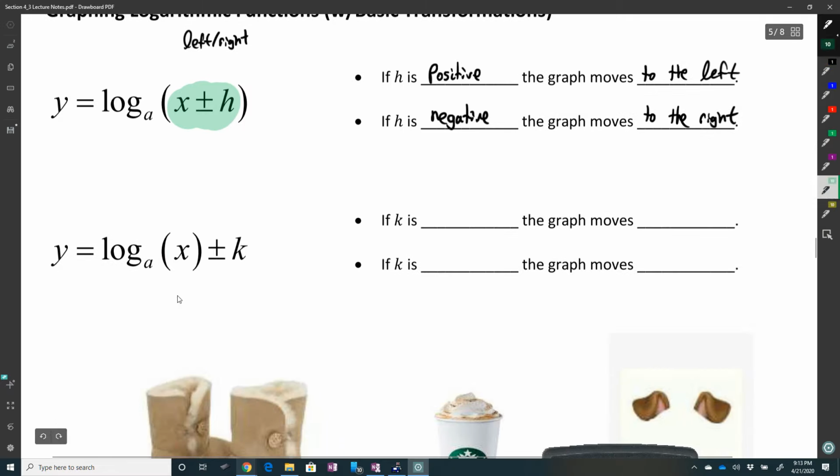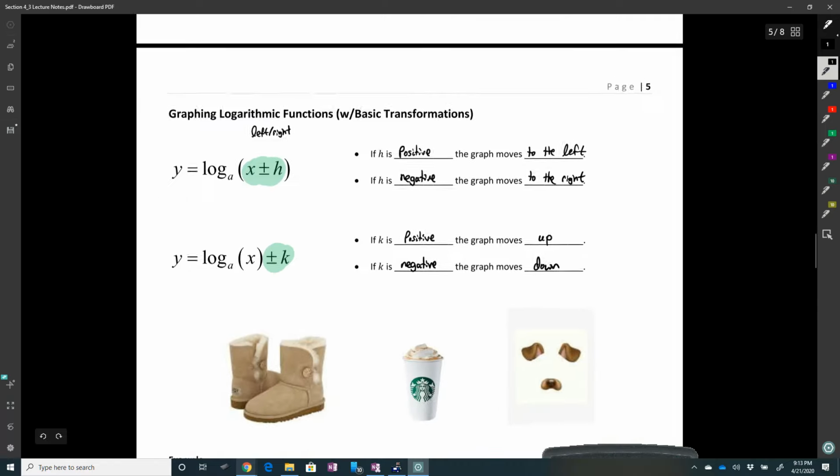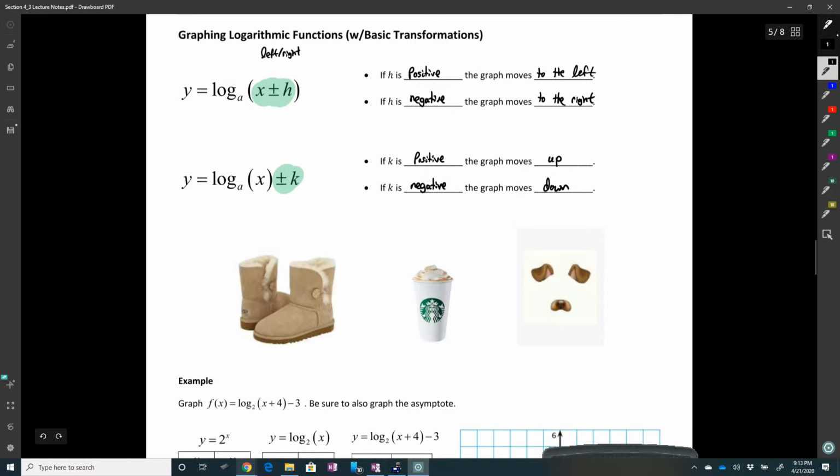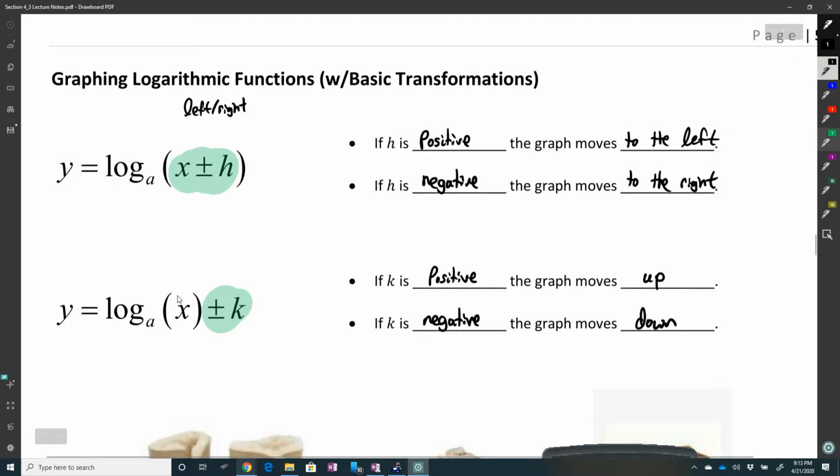Okay. Here the plus or minus k is on the outside. So here if k is positive, the graph moves up. If k is negative, the graph moves down. Okay. So I put these because these moves are very basic transformations.